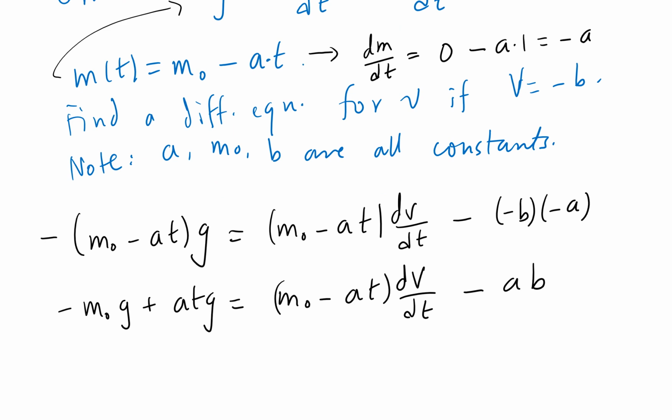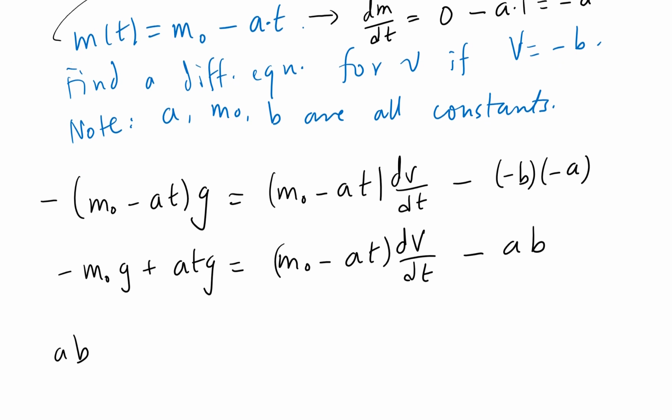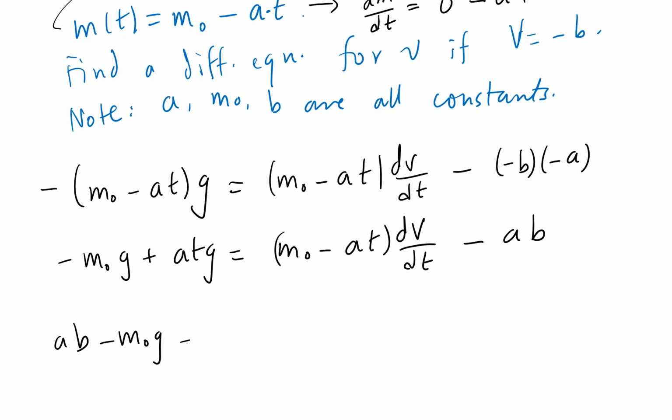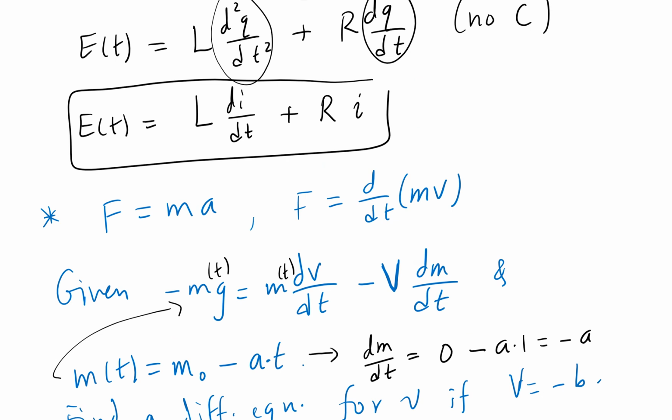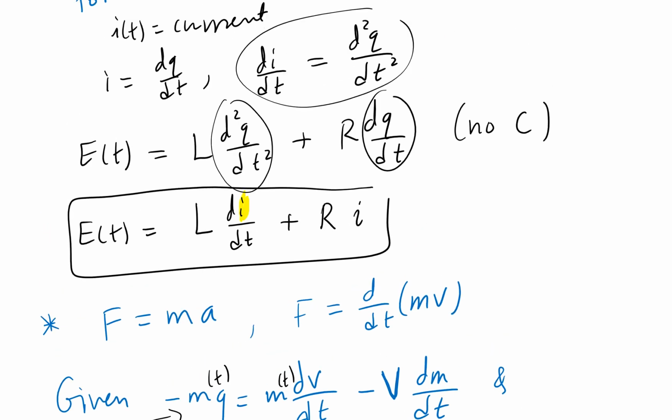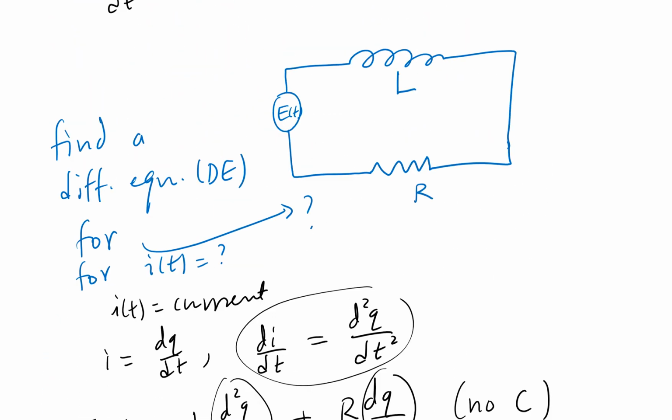Then you can leave it like that, or add ab to both sides. So ab minus m0 g plus atg equals (m0 minus at), which stays the same, times dv/dt. So what we did, we found an equation in v with respect to time. That's what we did earlier. We found for I a differential equation in I, so we need to have a dI/dt, the derivative.